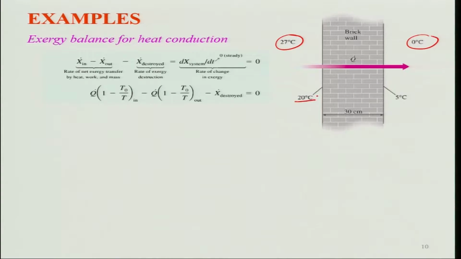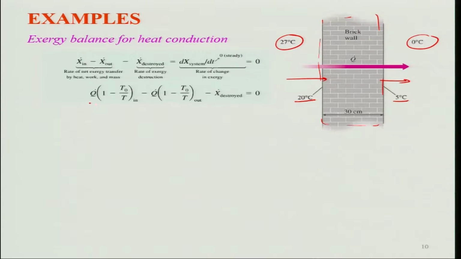At the wall is 20 degrees Celsius, and this is at 5. Okay, so one of the questions could be to find the exergy destroyed for the system, which could be your wall, if you consider this wall as a system. In that case you can write this expression in this form, where you have heat transfer in and out.